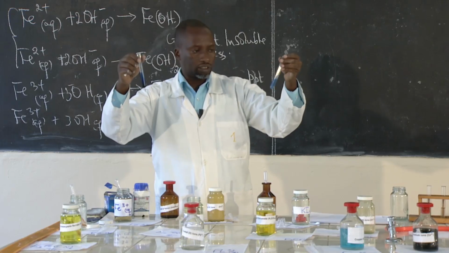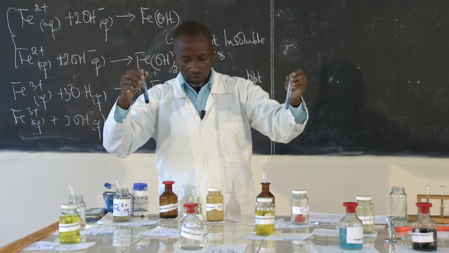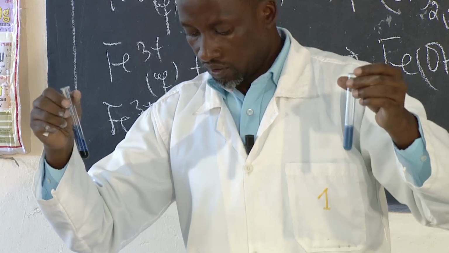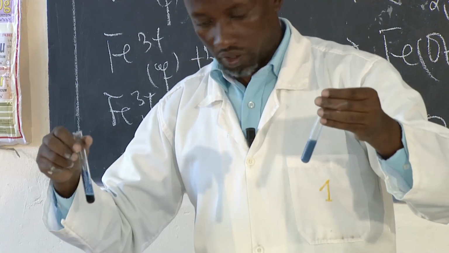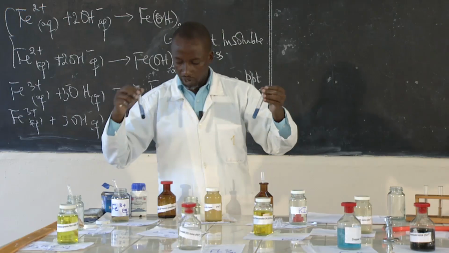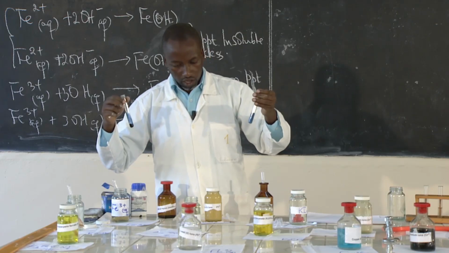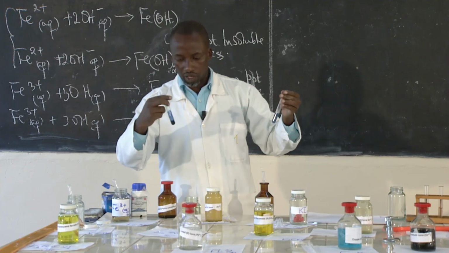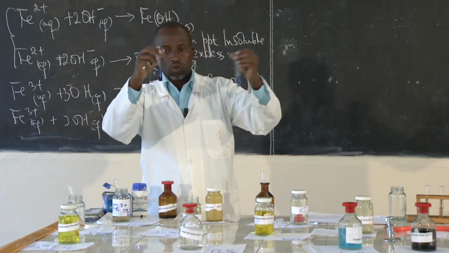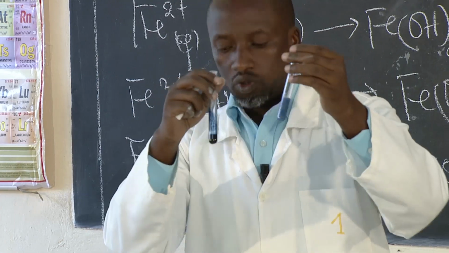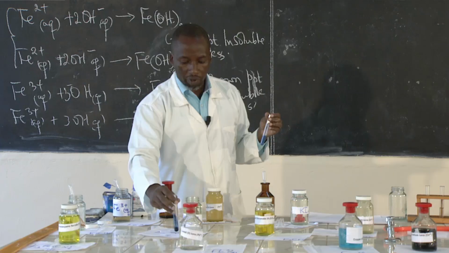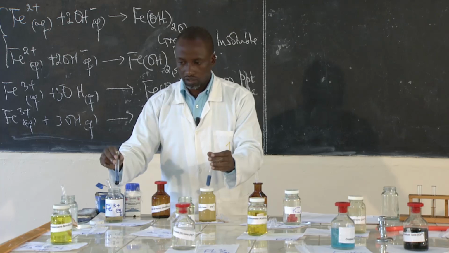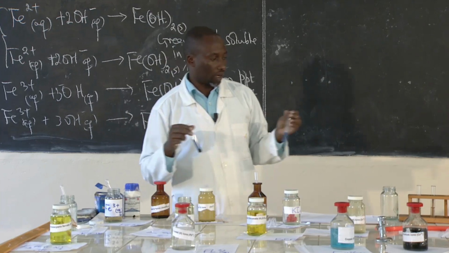This is the difference. This was for iron 2. Now this was for iron 3 with potassium hexacyanoferrate. So you see this is the dark blue, meaning that this potassium hexacyanoferrate can also be used to distinguish these two cations as well.